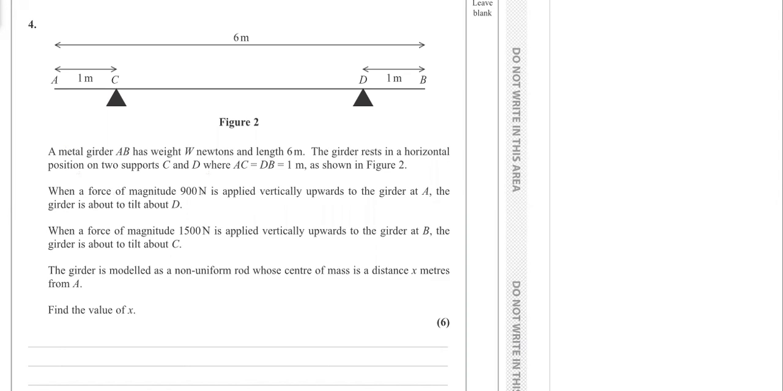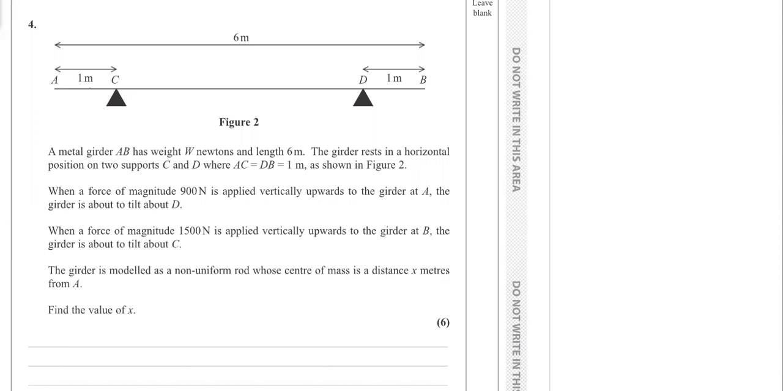When a force of magnitude 900 Newton is applied vertically upwards to the girder at A, the girder is about to tilt about D. When a force of magnitude 1500 Newton is applied vertically upwards to the girder at B, the girder is about to tilt about C. The girder is modeled as a non-uniform rod whose center of mass is a distance x meters from A. Find the value of x.